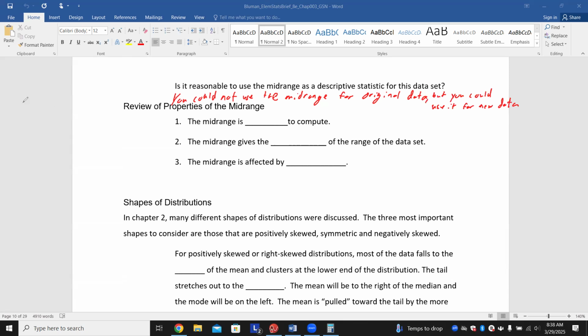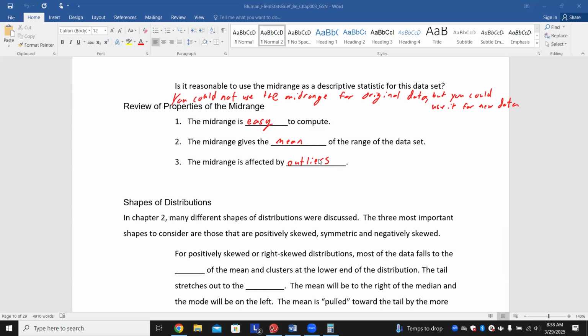The mid-range is, again, easy to compute. It says smallest plus largest divided by 2. The mid-range gives the mean of the range of the data set, so the average of the actual range. The mid-range, though, was affected by outliers. So we saw in the first set, it was 181. That's very affected and wasn't close to our mean at all. Versus when we took the outlier out, our mid-range was a lot closer to our mean.